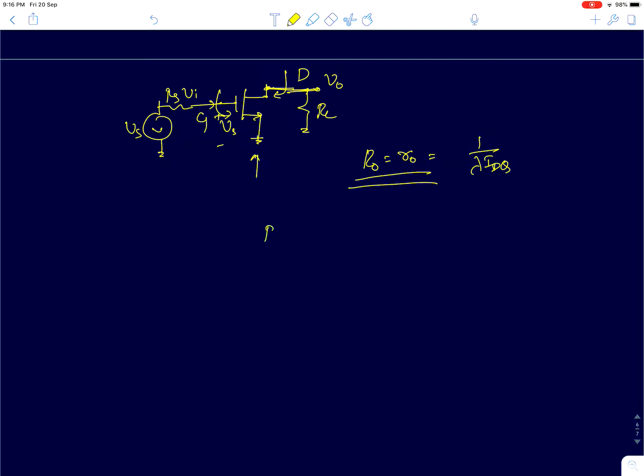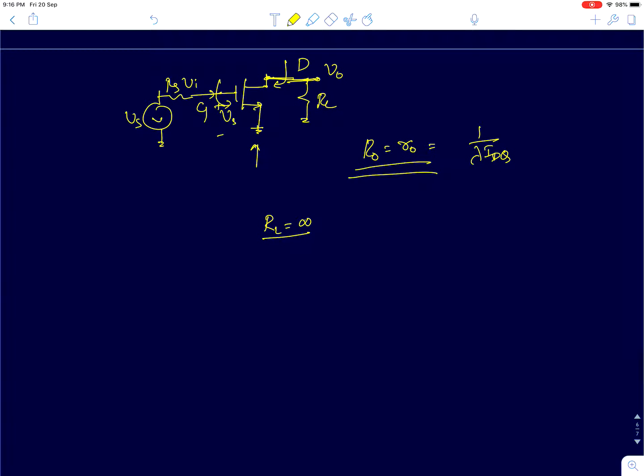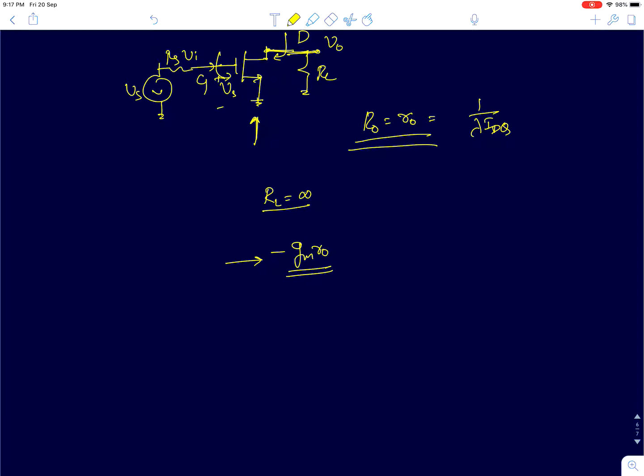Now first we will try to find the intrinsic gain. That will happen when RL is infinity. So when you make RL infinity, the intrinsic gain of this amplifier will be minus gm into r naught. This is the maximum gain you can get using a common source amplifier. In the presence of RL, you have a current gm that is going to flow through the resistance RL parallel r naught. So the gain is going to be minus gm into r naught parallel RL. This can also be written as minus gm r naught into RL by RL plus r naught.